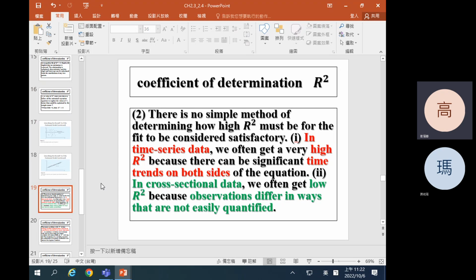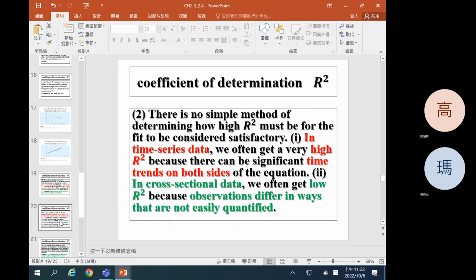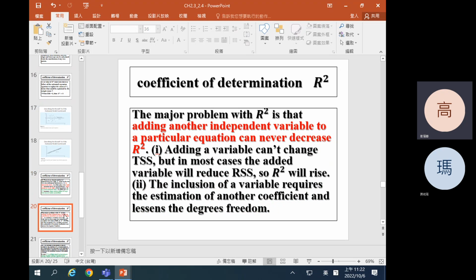But in cross-sectional data, which measures the same point in time but different units, right? Different subjects. Therefore, with cross-sectional data, we often get low R squared, because those observations and the subjects are different in ways that are not easily quantified. Okay, and there's no measure that is perfect. We do see some problems with the R squared.